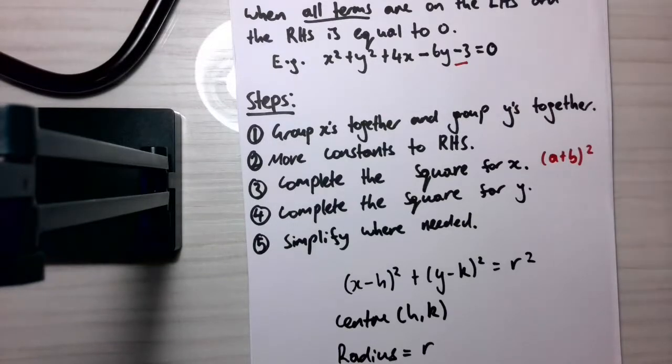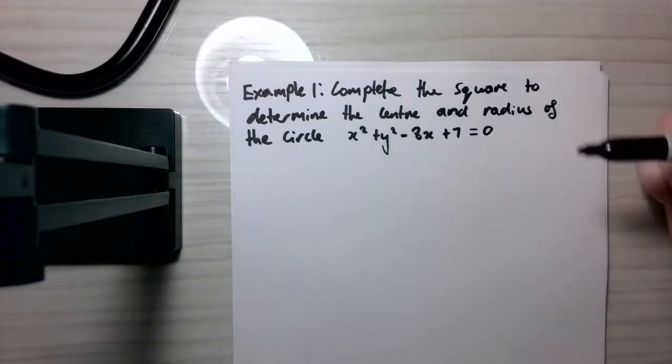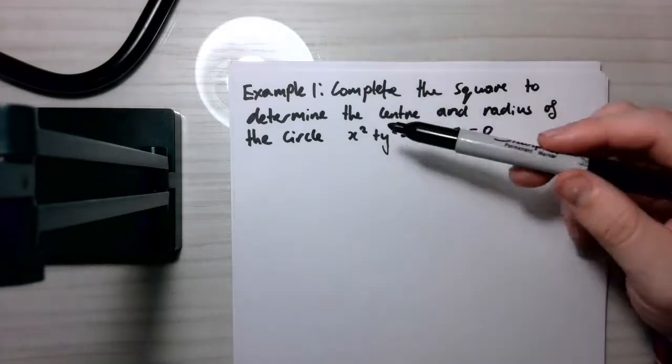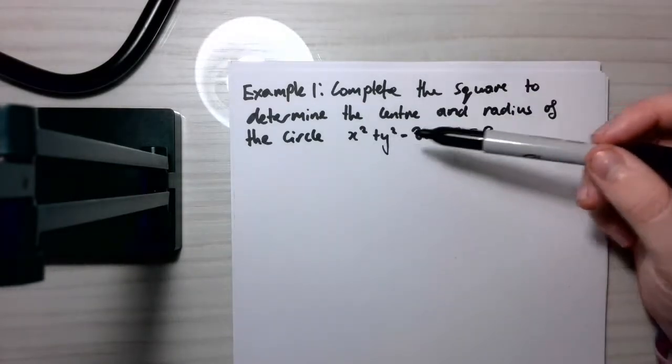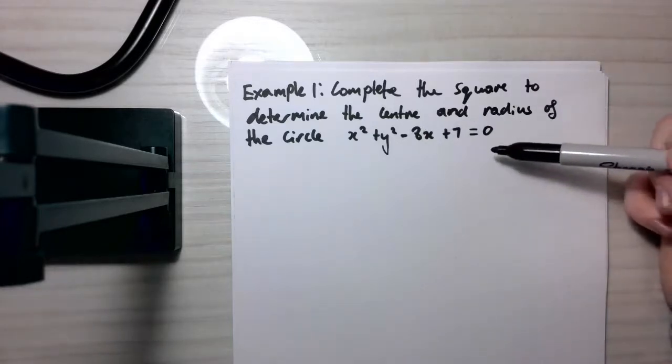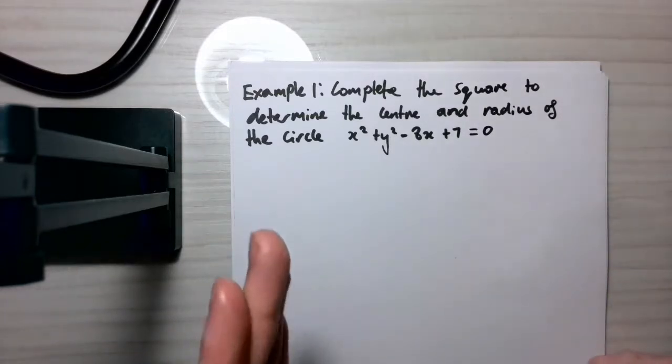Okay, so let's dive into our first example. The question here is: complete the square to determine the center and the radius of the circle given by this equation, x squared plus y squared minus 8x plus 7 equals 0. Our first step, if you remember back, was to group the x's together and the y's together.